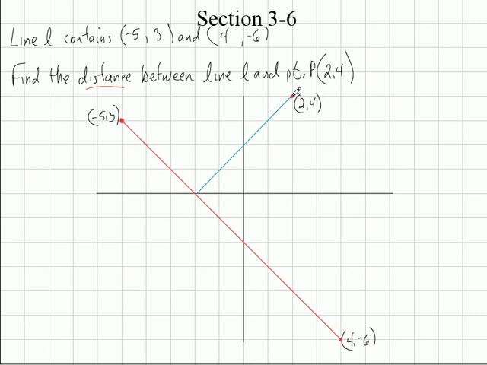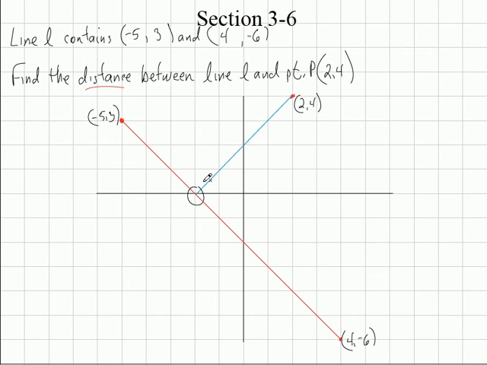So what do I need to do? I need to find the distance from here to here. Well, it's a line, and I got points. So what do we use to find the distance? Distance formula. Okay, but the problem is the distance formula means I need 2 points, right? Well, I got one here. Problem is, I'm not sure what that point is.